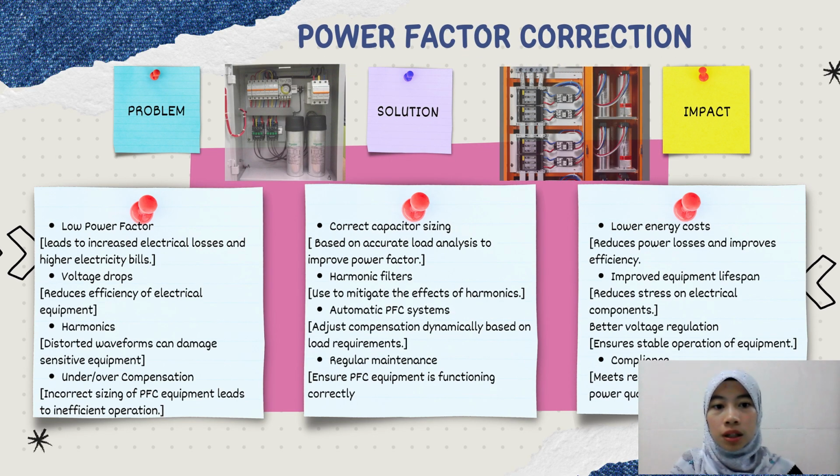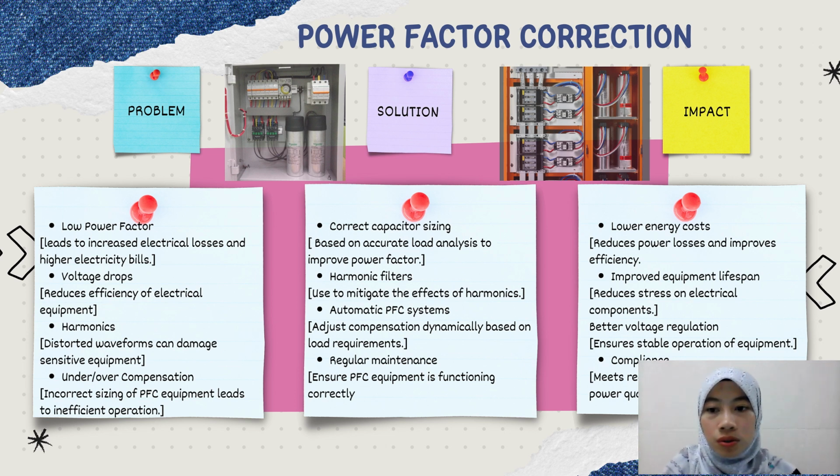The first problem that we face at this PFC is low power factor. A low power factor leads to increased electrical losses and higher electricity bills. Next, voltage drop reduces the efficiency of electrical equipment. Next, harmonics cause distorted waveforms and can damage sensitive equipment. And lastly, under or overcompensation due to incorrect sizing of PFC equipment leads to inefficient operation.